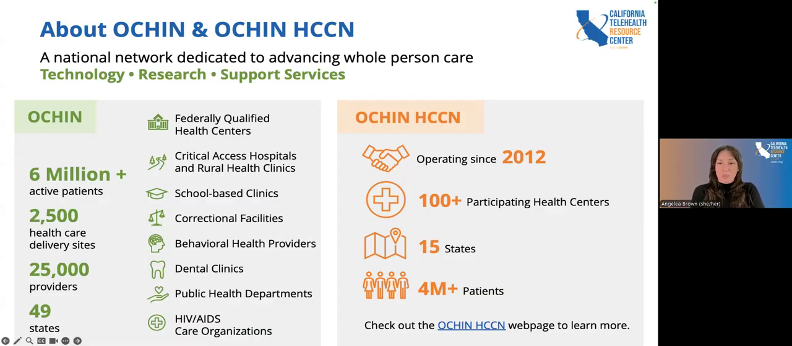Health Center Controlled Networks are collaborative groups that provide no-cost, on-demand resources and training to participating health centers to address operational and clinical challenges related to health information technology, very much akin to CTRC and other telehealth resource networks. OCHIN HCCN supports over 100 participating health centers using a variety of electronic health records and serving over 4 million patients, and is funded by HRSA. We welcome you to check out the OCHIN HCCN webpage linked here to learn more.